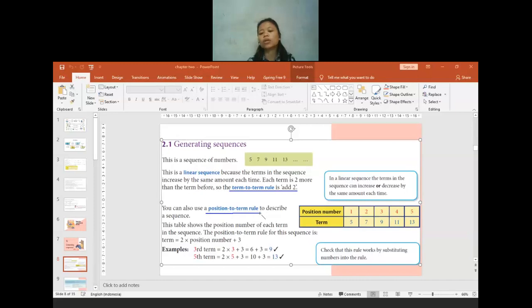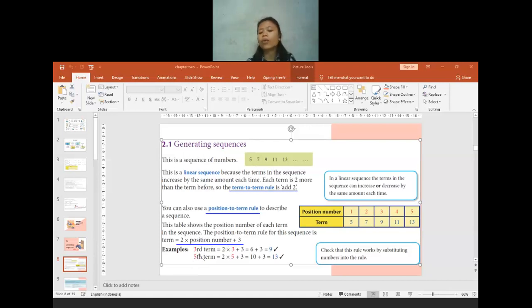What is the position to term rule? The position to term rule is like a formula: how do you get the sequence? Here the position to term rule is written as 2 times position number plus 3. How is it possible? Let us check the position number. If it is the first term, the position number will be 1. If it is the third number, the position number is 3.